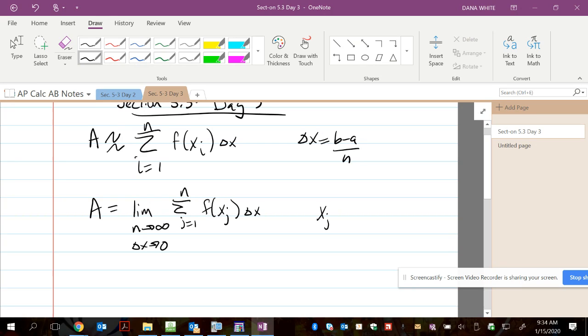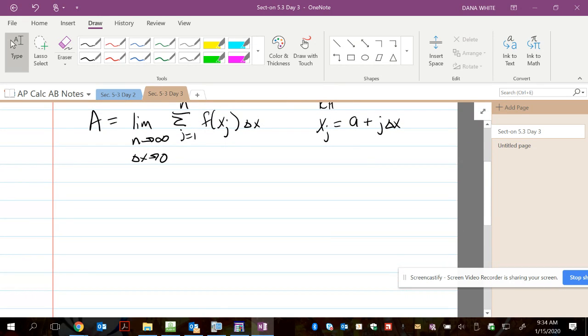So j. Remember, if we do a right-hand sum, this is equal to a plus j delta x, right? Yes? I said that we defined for a right-hand sum, the x you're going to put in to get the height of your rectangles is a plus j delta x for each rectangle you're doing. So for the first rectangle, it's going to be a plus 1 delta x. That's the x value you're going to plug in. And then 2, and then 3, and then 4.